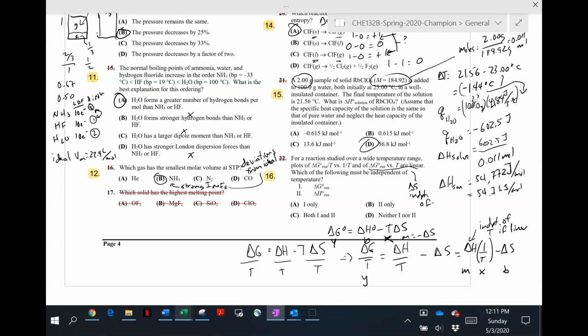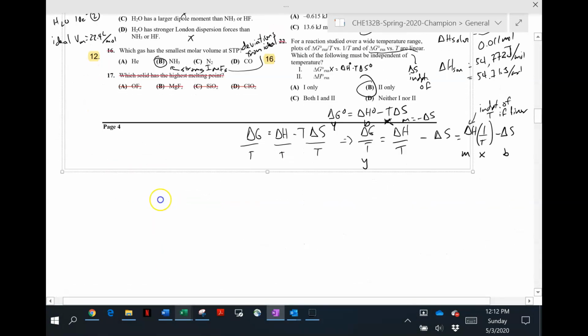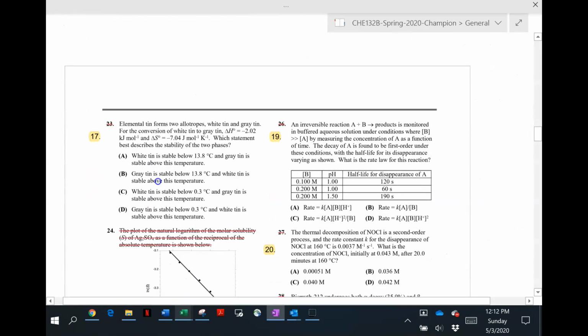Delta G is still not going to be independent of temperature because it's equal to delta H minus T delta S. And so as long as delta S isn't 0, then delta G is still going to be dependent on temperature. So answer B is our correct answer there. All right, moving on.